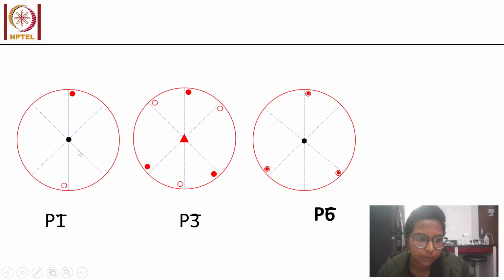So for 1 bar it simply means we had something here. 1 means we are rotating it by 360 degrees, it will come here, then inversion here. So these two are related by this symmetry element, right? So here this is an inversion center.